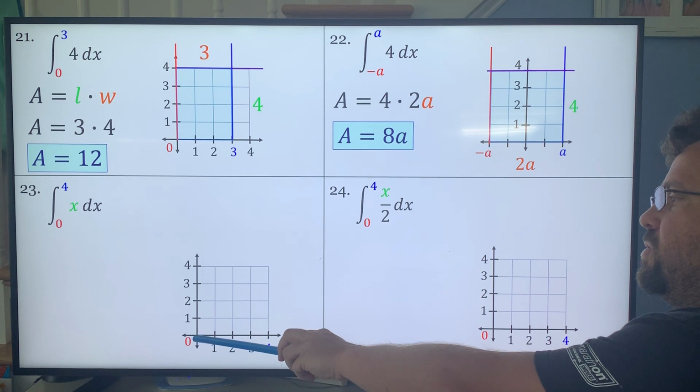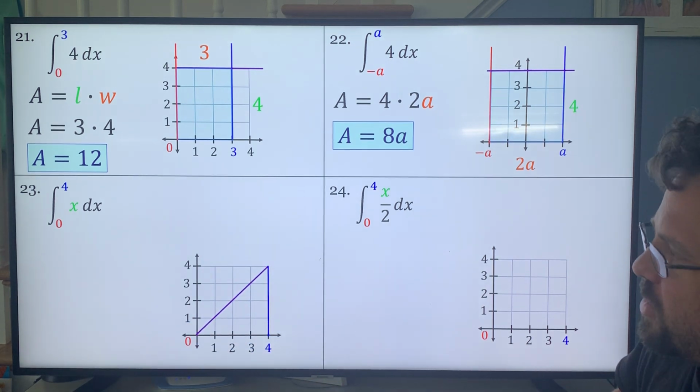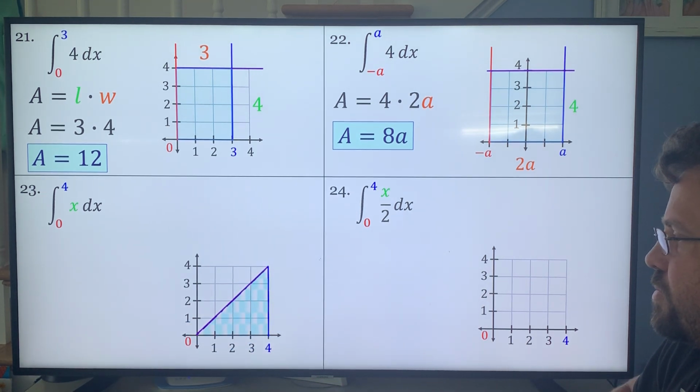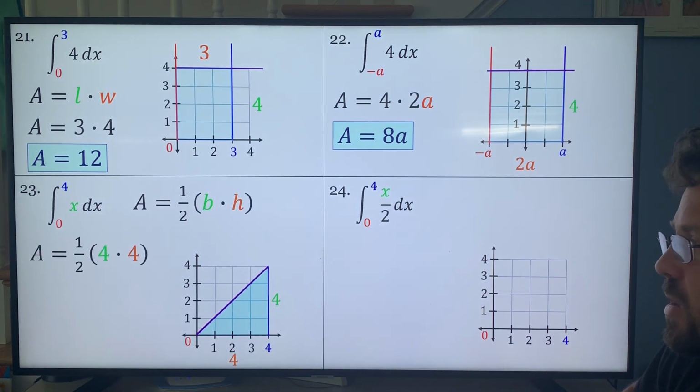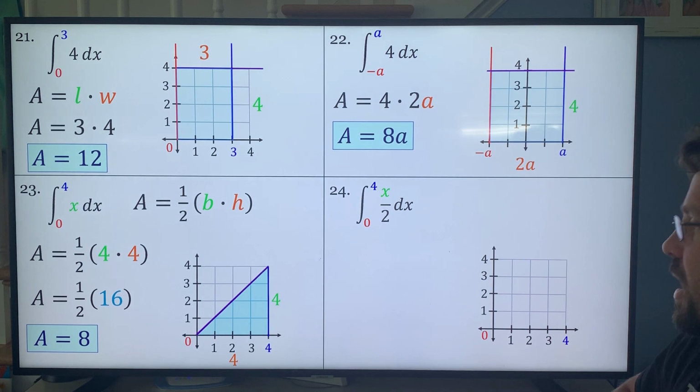X, start at the origin, up 1 over 1. So that creates a triangle. All right, the triangle base is 4, the height is 4. Half of 4 times 4 is half of 16, which is 8.